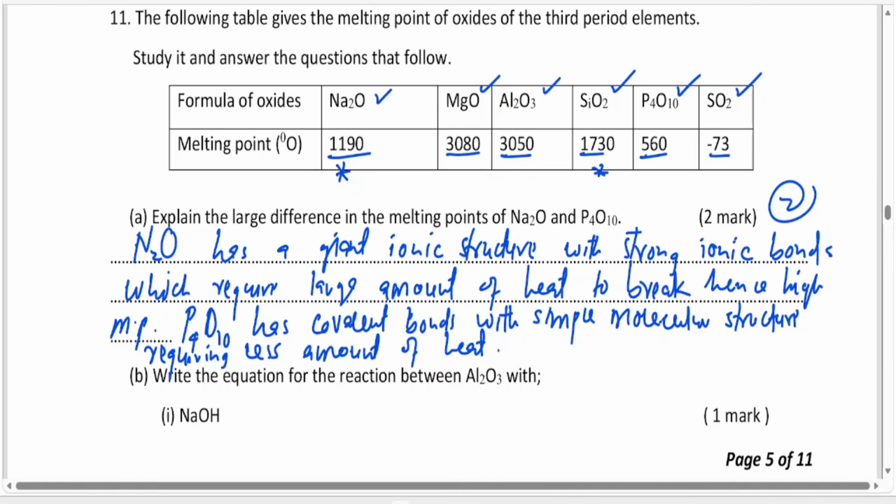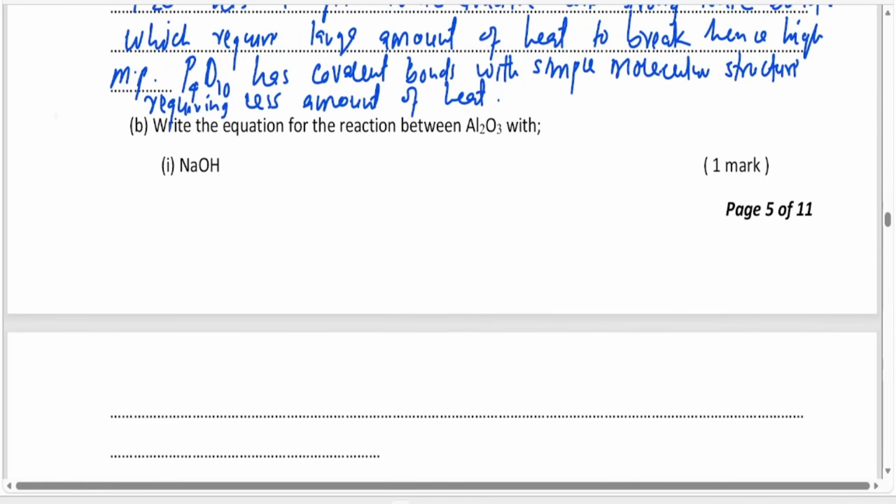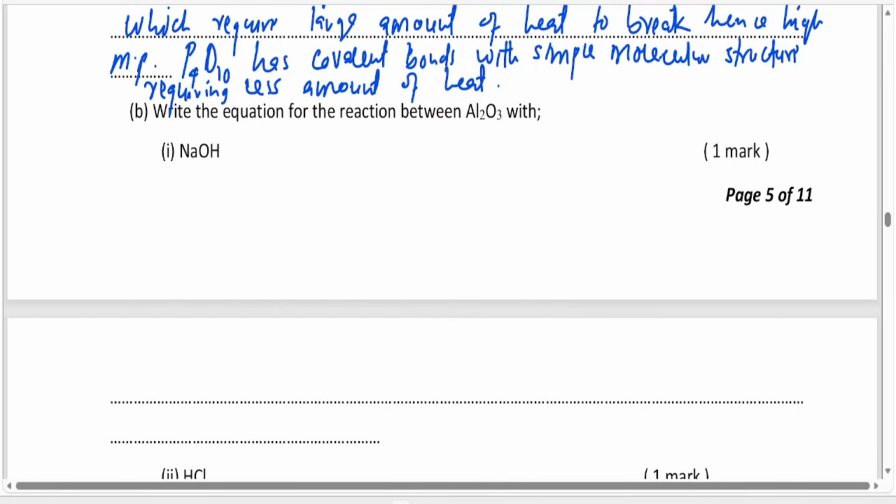Part B of this question. Write the equation for the reaction between aluminium oxide with sodium hydroxide. In this case, aluminium oxide is reacting as an acid. Remember, we said aluminium oxide is an amphoteric substance. So the reaction leads to formation of a salt and water.